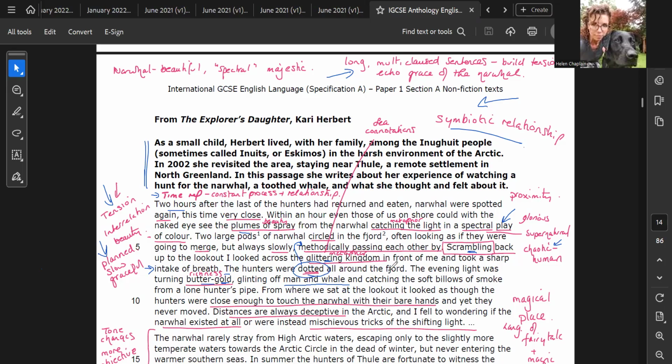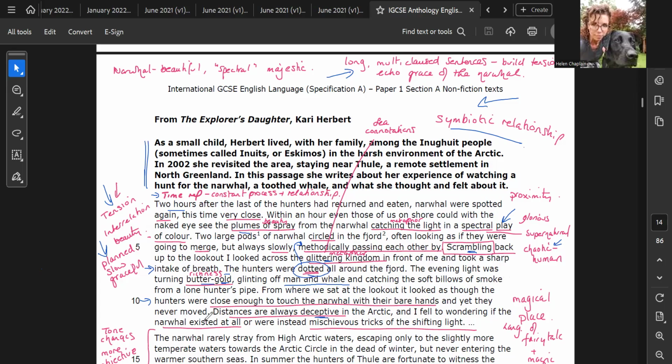You've not got one that's going to obviously win, one that's obviously going to be a victim. You have the kind of lone hunter and the observers. So it looks as if they're close enough to touch the narwhal. Again, that idea of the proximity, the closeness, the kind of intimacy of it all. Yet they never move. Distances are deceptive. So again, that idea of kind of magic and fairy tale.